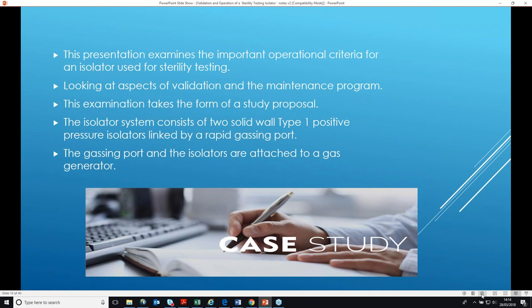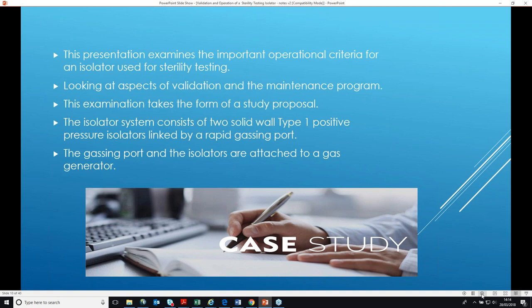And this centers around an isolator that consisted of two solid wall positive pressure isolators, what are sometimes referred to as type 1 isolators, and they were linked by a rapid gassing port. And the gassing port and the isolators are attached to a gas generator. And although other isolator systems will be different, the aim of this presentation is to discuss general requirements and to provide some best practice guidance.